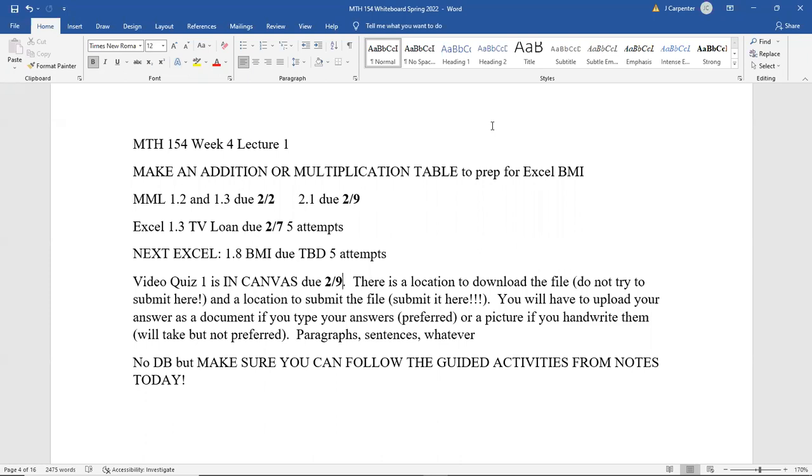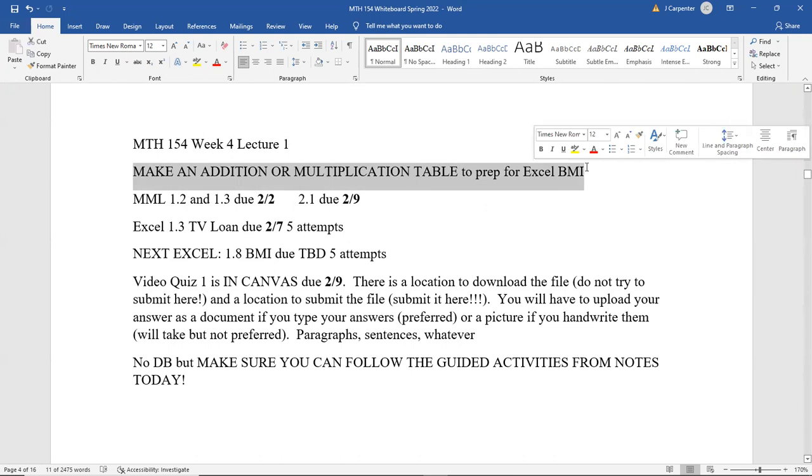Friendly reminder to practice with Excel over and over. Last time I'm going to say it, don't even have it on the whiteboard anymore. But in particular, to prepare yourself for the next Excel homework, the 1.8 BMI, you should be making an addition or multiplication table. Remember, we demonstrated that in class already. I'm not going to do it again. If you want to see it, go back to the YouTube videos and find it there.